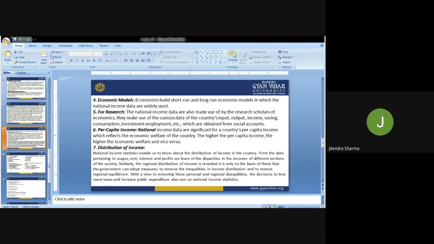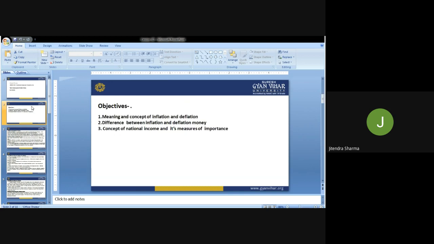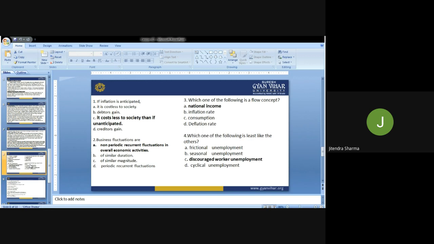We have almost reached the end. We have discussed all the things as per our objective: the meaning and concept of inflation and deflation, and the difference between inflation and deflation of money. And lastly, we focused a little on the concept of national income and its measurement, why we measure it and the importance of measuring national income. So we have discussed all these things thoroughly. Now we have certain multiple choice questions based on these topics. Let us discuss them one by one.